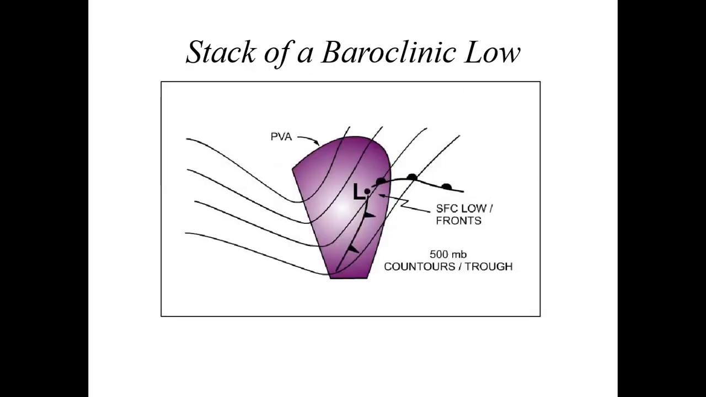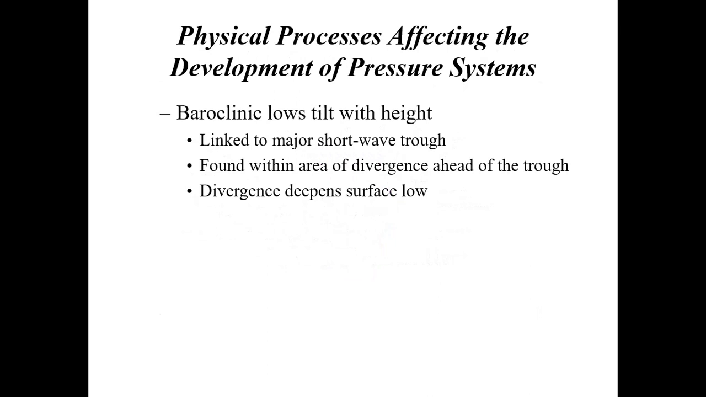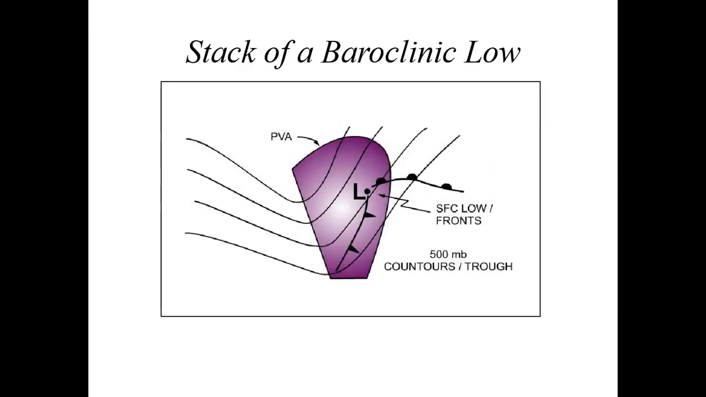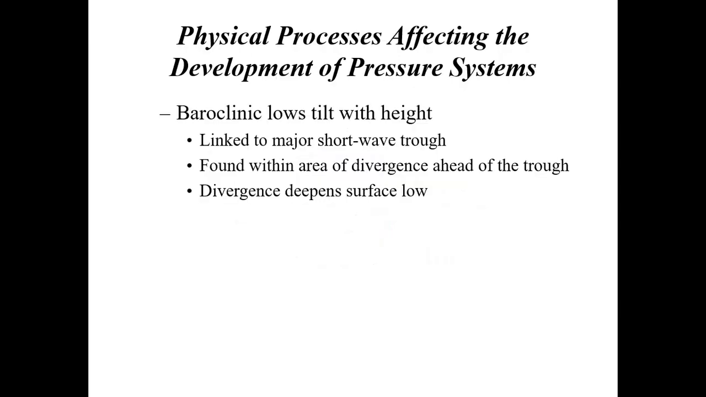And where can you find the vorticity advection? You would simply look at a 500 millibar vorticity chart to see where those vorticity lobes are, whether you have positive vorticity advection or negative vorticity advection. All right, so baroclinic lows, just bottom line, they're going to tilt with height. And they're linked to these major shortwave troughs. This is an example of a major shortwave trough and positive vorticity advection, PVA. They're linked to those major shortwave troughs. Those major shortwave troughs typically occur on more than one vertical level.